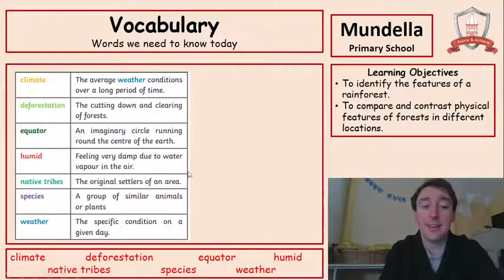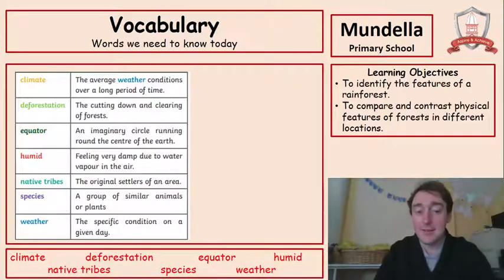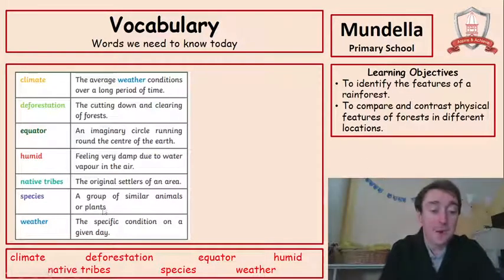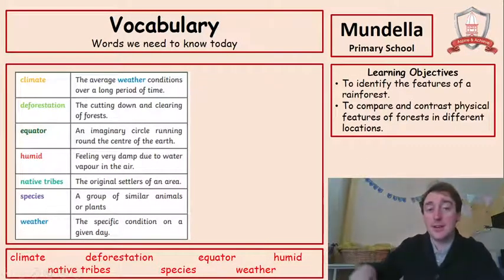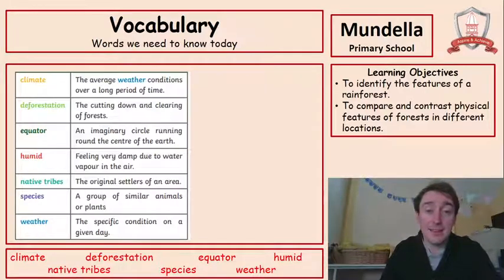Native tribes, the original settlers of an area. So if a tribe is native to an area, then they're the people who started living there at the beginning, okay? Species. So a species is a group of similar animals or plants. We as species are humans. Weather. The specific condition on a given day. So the weather today, as I'm making this video now, well, it's sunny, but it's also cold and the snow hasn't melted quite yet. Okay, let's have a look at what we're doing with these words today.